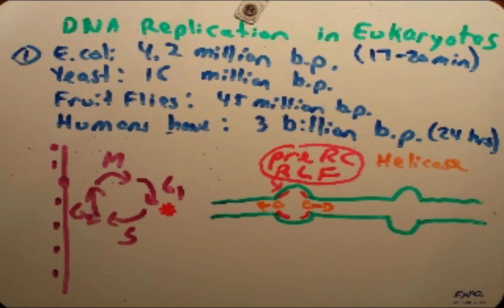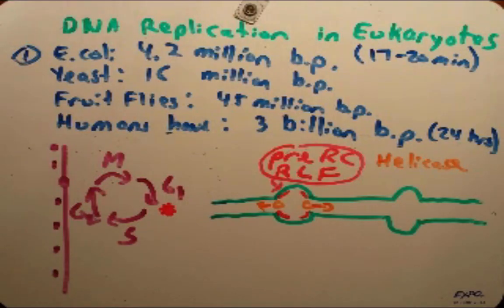So this answers the first question. How does the cell know where and when to start? It knows where to start because it's the origin of replication. It knows when to start, which is right before S phase and after M phase.